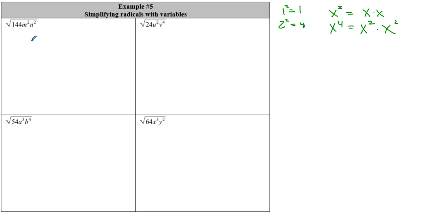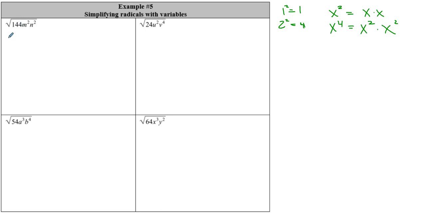I like to prime factor the variables out because it's really easy to just think of how many pairs of this letter am I taking out. And remember, if we're dealing only with square roots, that's the reason why we are looking for pairs. All right, so let's break this down.